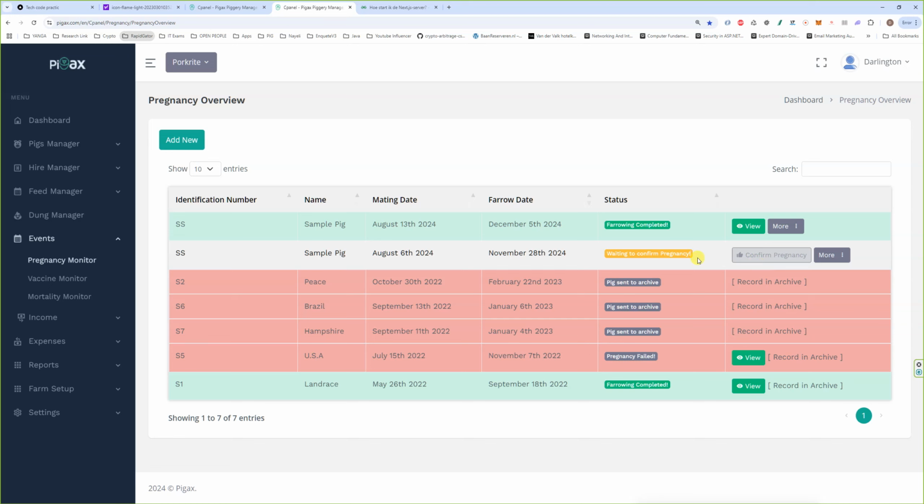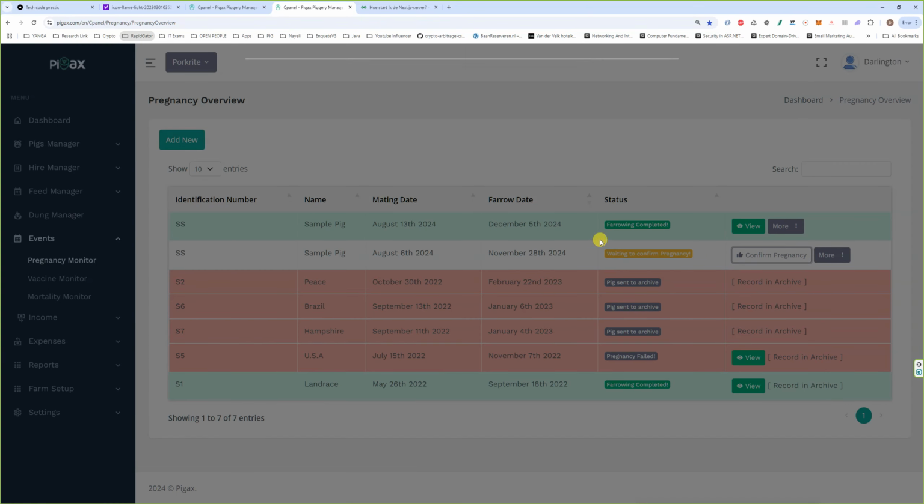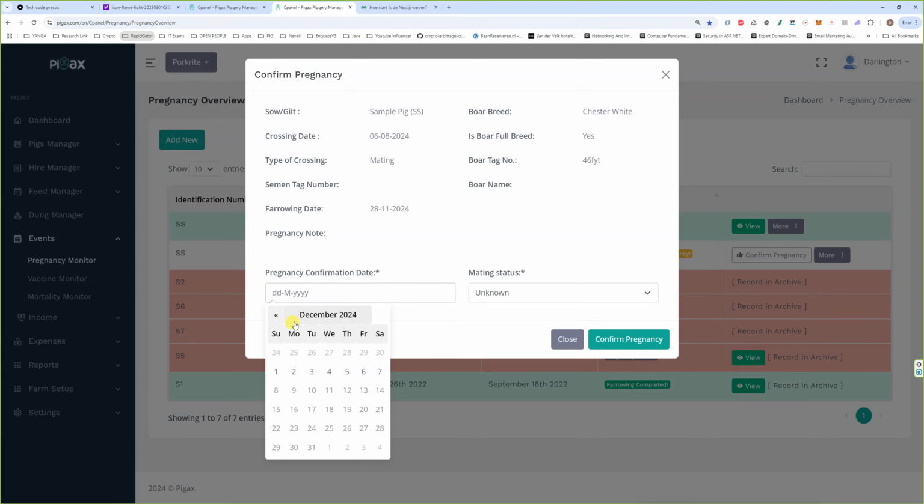So have you confirmed it first? Okay, yes, I've confirmed it. When did you confirm it? I confirmed it on September 12th. And was the delivery successful, was the meeting successful? Yes, it was successful. Then we take you to the next phase.